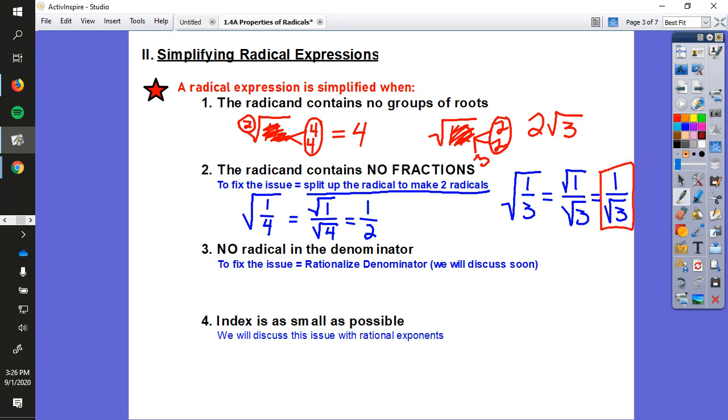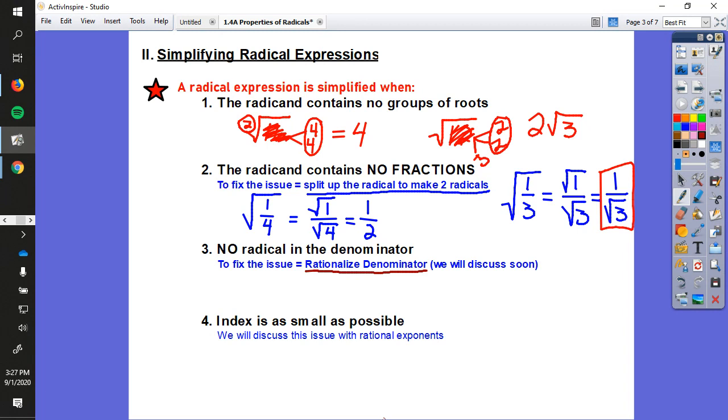So hopefully you're asking the question, well, how do I fix that? So to fix the issue of having a radical in the denominator, what we do is the process called rationalizing the denominator. And we'll discuss that soon. We'll deal with it in 2 different scenarios. We'll look at rationalizing single terms and 2 terms. So those are the 2 things we've got to look at: rationalizing single term denominators, which is like the 1 over square root of 3, and 2 term denominators. We'll see those in just a little bit.